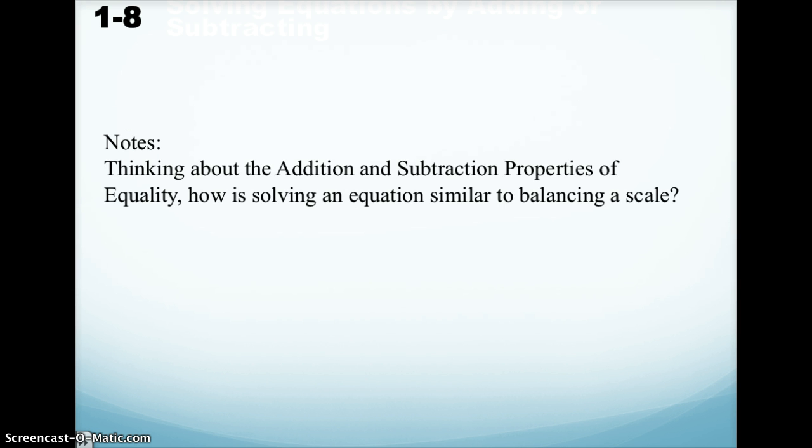In your notes, thinking about the addition and subtraction properties of equality, explain how solving an equation is similar to balancing a scale. Pause here if you need time.